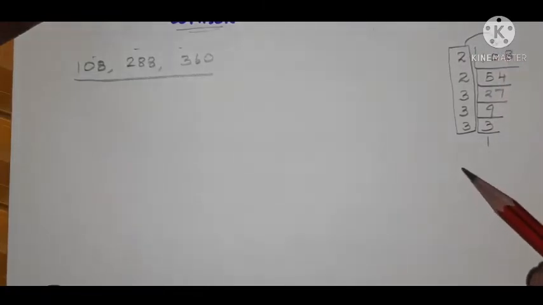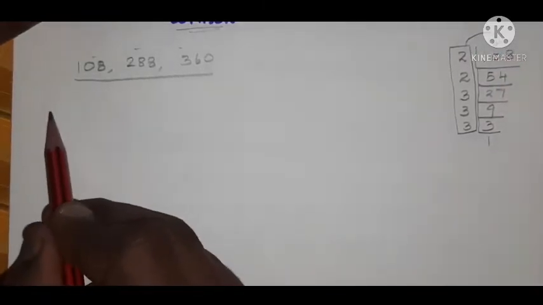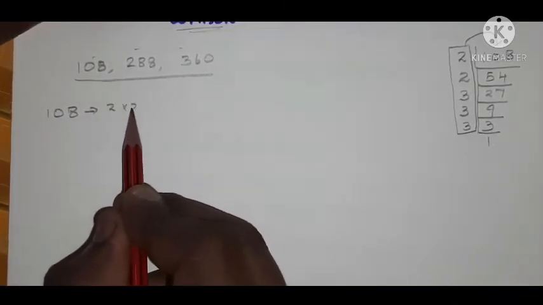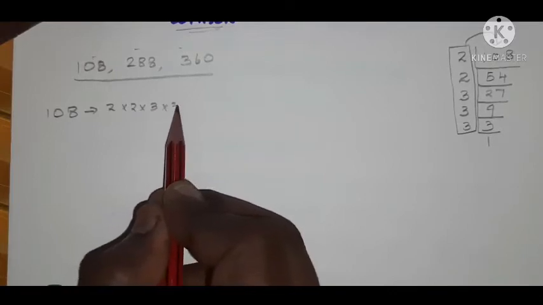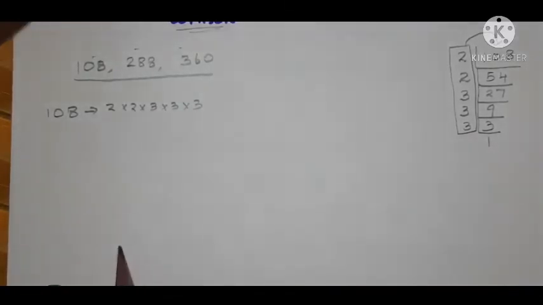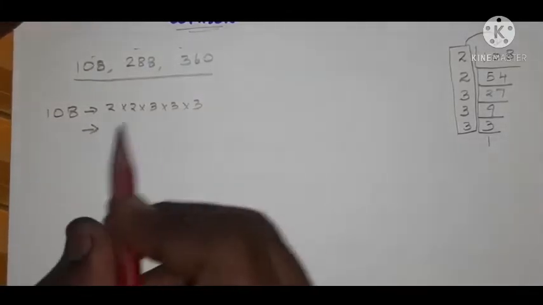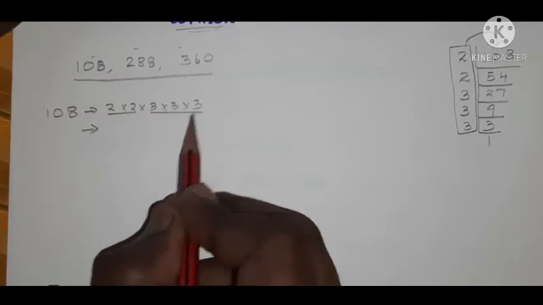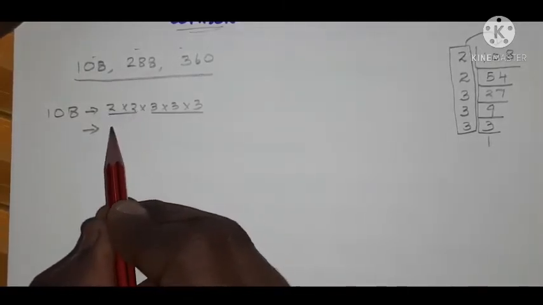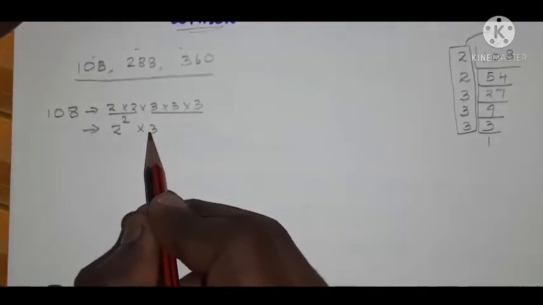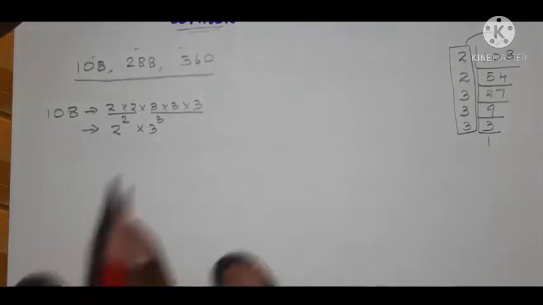Now look, these are the prime factors of the number 108. So I express 108 in the form 2 into 2 into 3 into 3 into 3. The first step is over. Now the second step: we have to write in the form of powers. We have two 2s, so we can write 2 to the power 2. We have three 3s, so we can write 3 to the power 3.